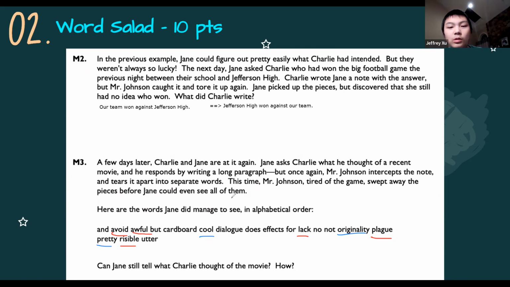So most likely this would be because more words have a negative connotation than positive. So most likely this shows that Charlie did not like the movie. However, this is also ambiguous because there are a lot of words such as "not," for example, which can basically nullify any of these. So it's not entirely clear what he thought.